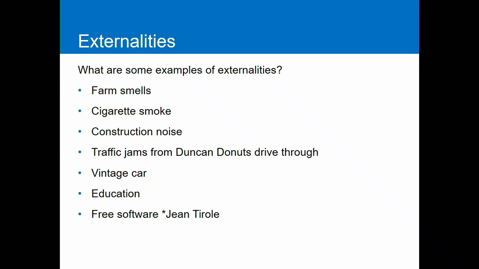Education. If you get a college degree, obviously you're going to earn more relative to just earning a high school degree. You'll get a better job. You get these benefits from it. Society benefits from having more people with a high level of education. And free software is another example of positive externality.